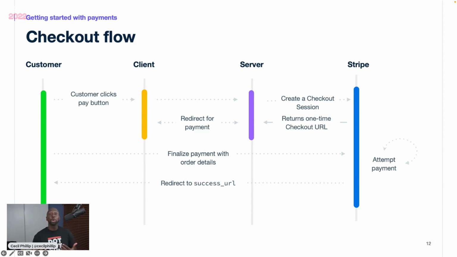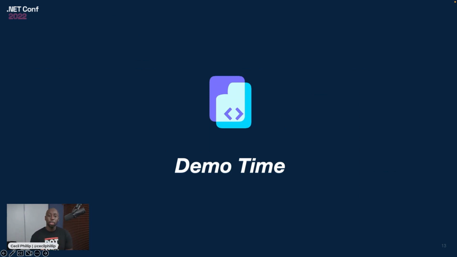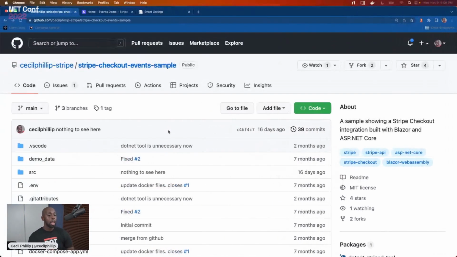But I think I can show you better than I can tell you. So why don't I switch over and look at some demos? What exactly does it take for us to start building stuff with Stripe Checkout? First thing I'm going to say is here's where the code is. I know someone's going to ask me, Cecil, where's the code? So if you head over to GitHub right now, Cecil Phillip-stripe/Stripe Checkout event sample, you'll be able to head over there and see what the demo looks like.